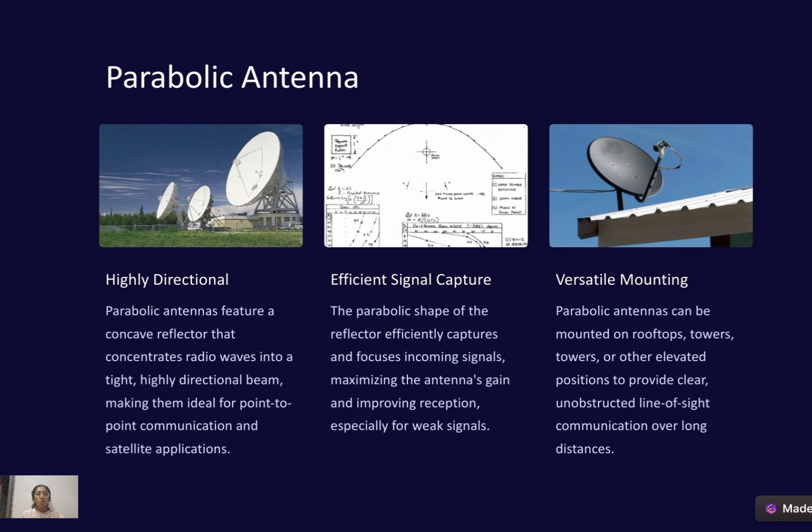And versatile mounting: a parabolic antenna can be mounted on rooftops of homes, towers, and other elevated positions to provide a clear and unobstructed line of sight for communication over long distances, and there will be no problem in calling or hanging up, something like that.